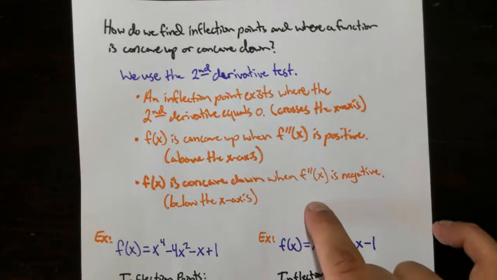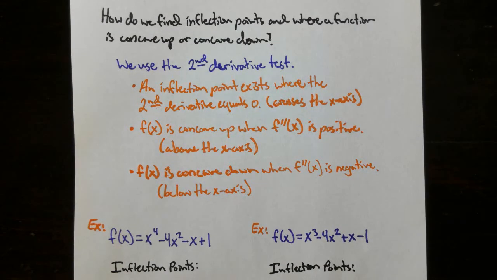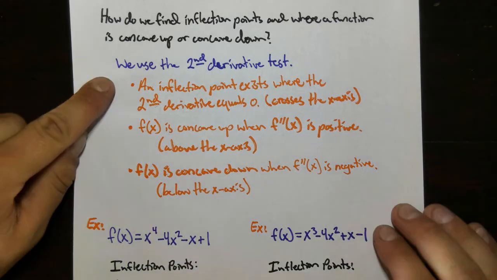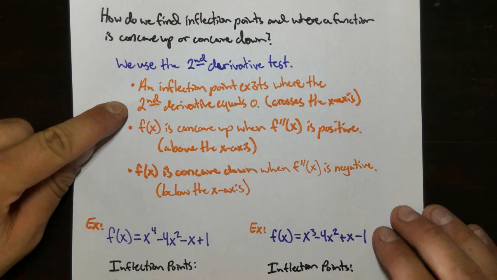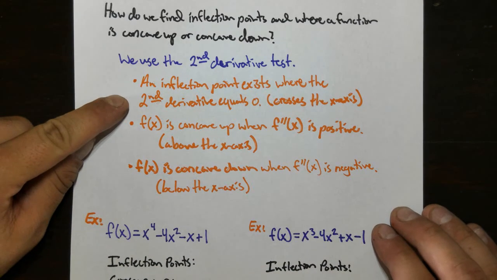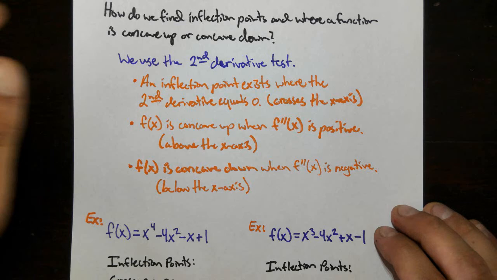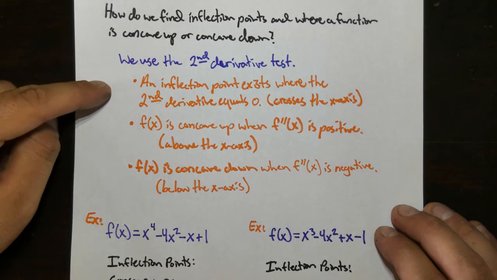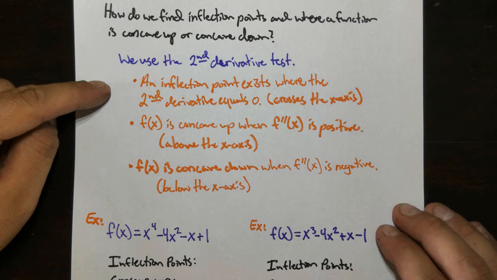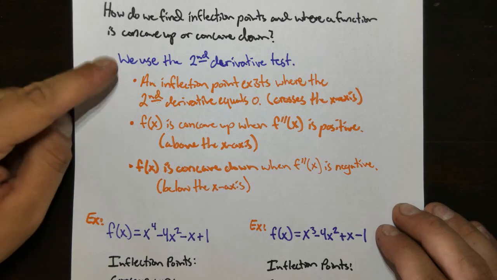So that's concavity and inflection points. Now our question is, how do we find inflection points, and where a function is concave up or concave down? Well, to do that, we use what we call the second derivative test. And as you could imagine, we use the second derivative for that. An inflection point exists where the second derivative equals 0, and more specifically, where it crosses the x-axis. Sometimes we'll get a bounce on the x-axis, but that doesn't change concavity, as you'll see in one of these examples. So it needs to cross the x-axis.